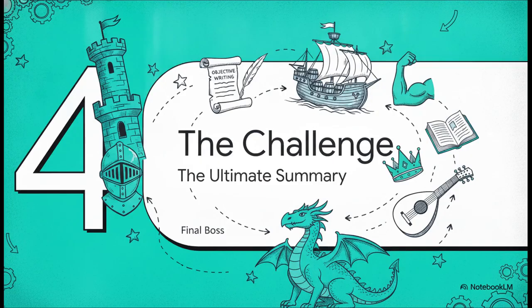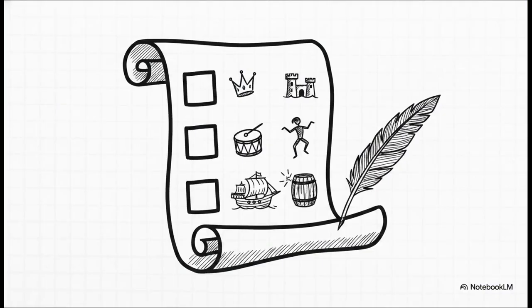Section 4. The challenge, the ultimate summary. All right, you've officially reached the final boss. It is time for the challenge tier. Your task is to synthesize everything we've reviewed into a single masterful paragraph. You need to objectively weave together an example of medieval power, daily life, and trade technology.